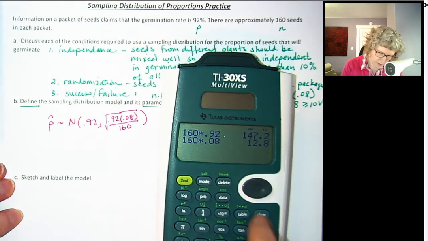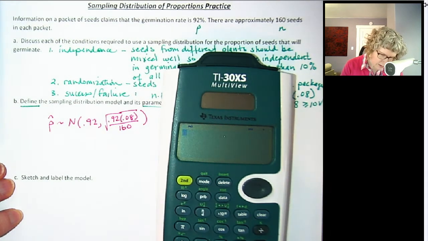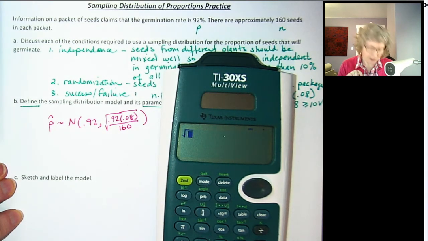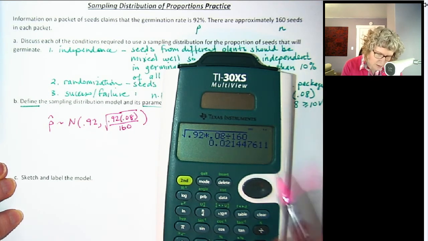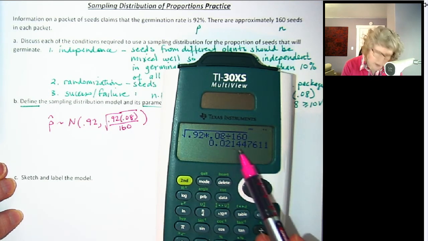Let's go ahead and figure out what this standard deviation is. So we're going to do square root 0.92 times 0.08 divided by 160. 0.0214, and looks like that's going to stay a 4.